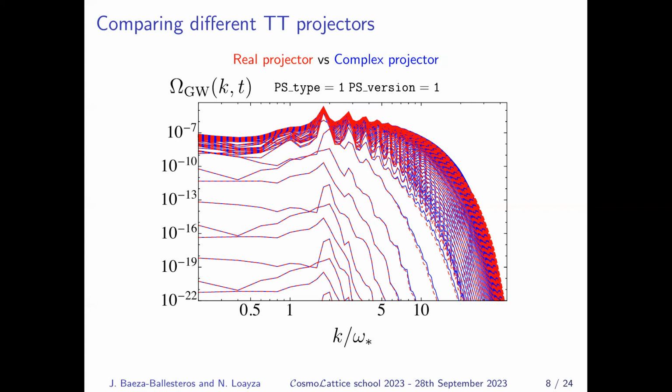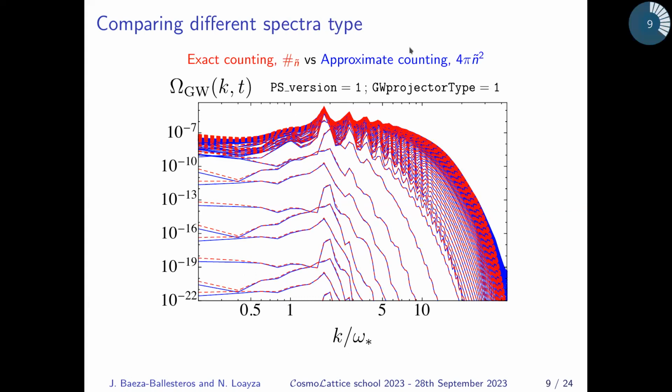And you can also do a very similar exercise, but keeping the same projector type and changing the power spectrum type. So this is more related to what Paco presented on Monday. Here I'm keeping the projector type to be the real projector, using a fixed version of the power spectrum. I'm not extremely sure how much Paco discussed this on Monday, but you can read more about this in the technical notes.